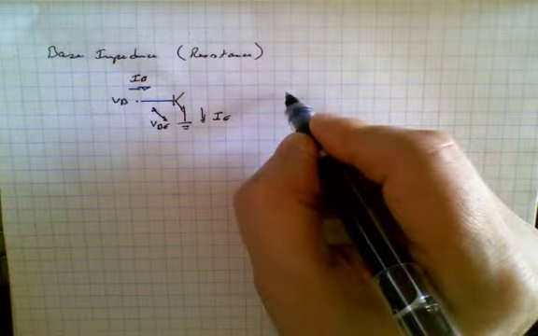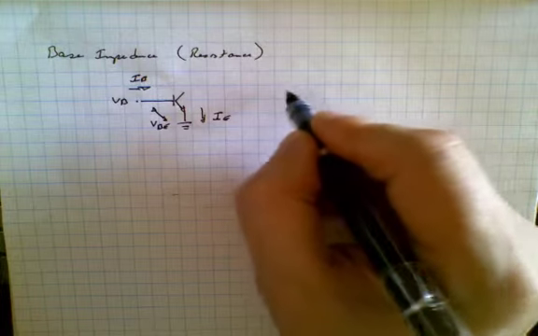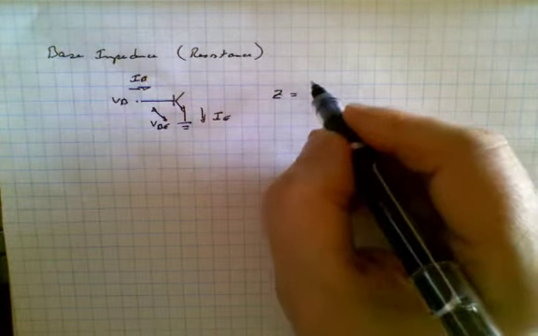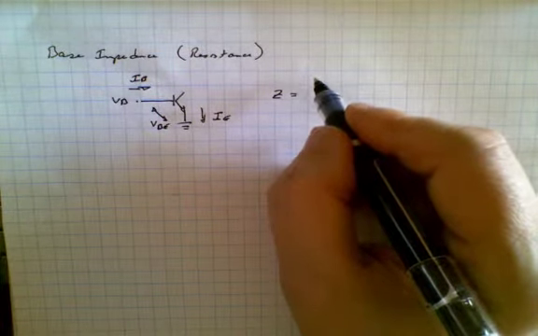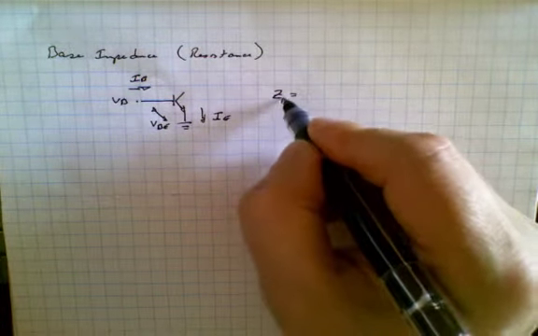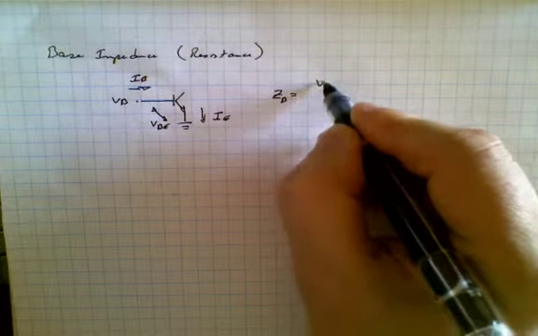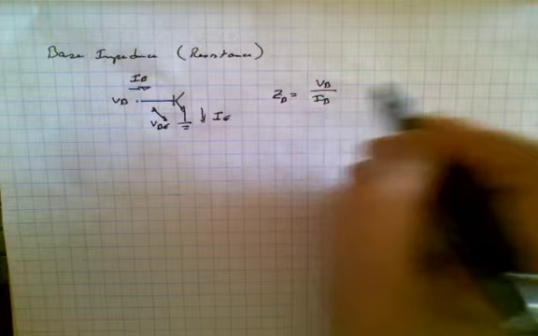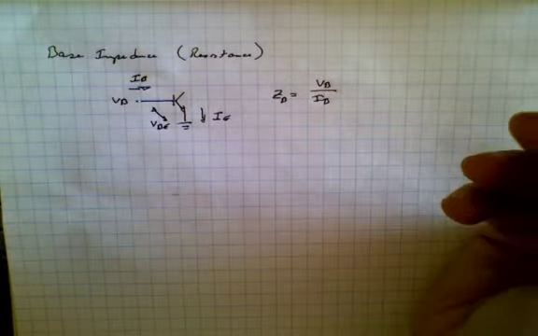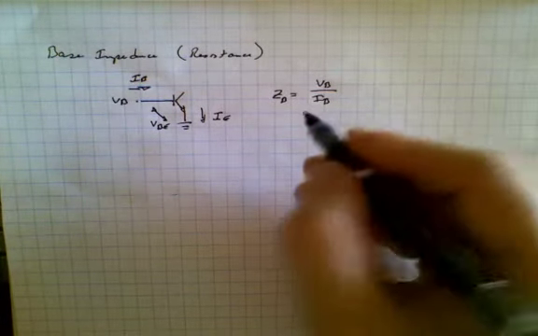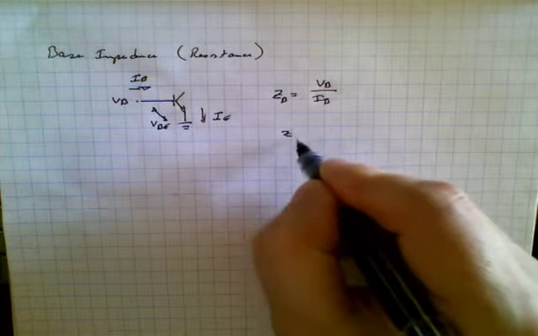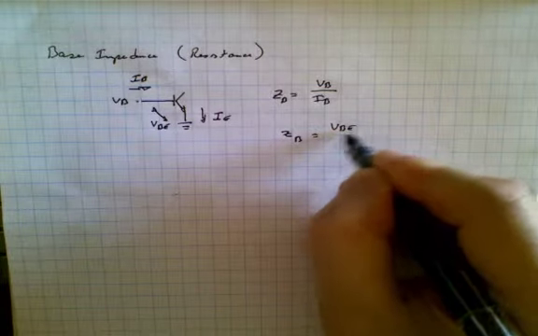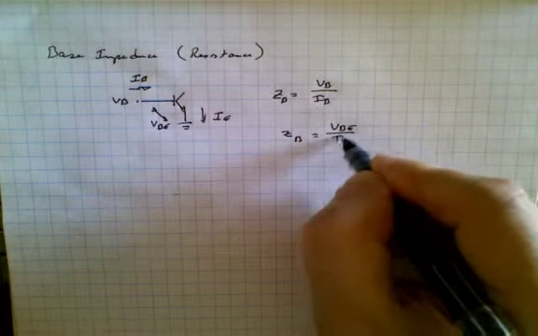Now, by definition, impedance, or resistance (impedance is actually a complex resistance), is equal to the ratio of the voltage to the current. So we can say that Z, the impedance into the base, is equal to the voltage at the base divided by the base current. This is simply Ohm's law. And of course, in this particular example, the base impedance is equal to voltage base to emitter divided by the base current.